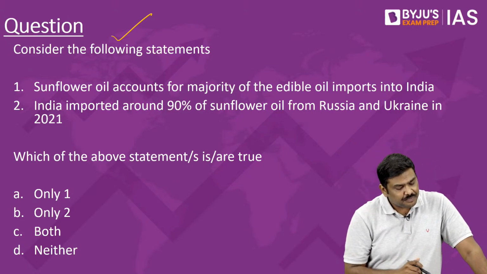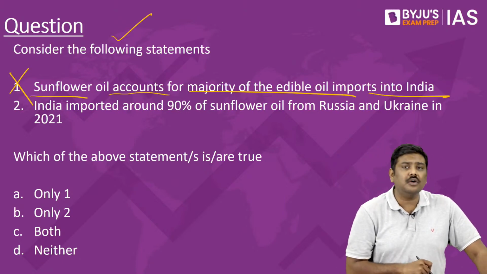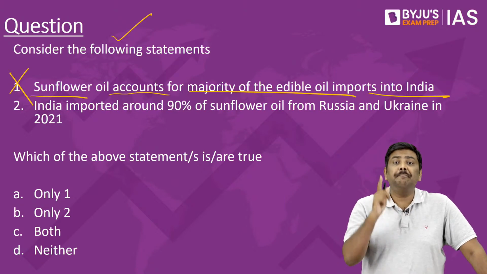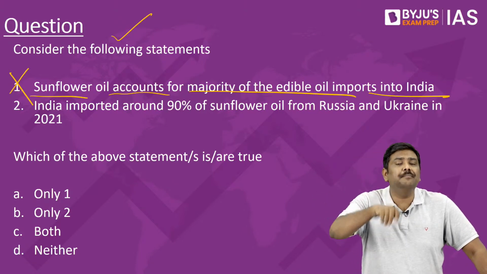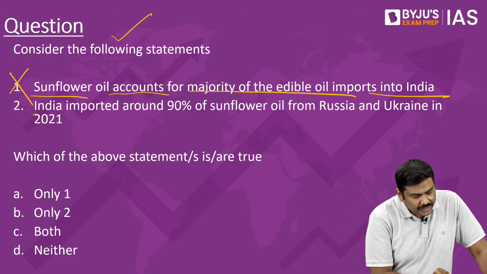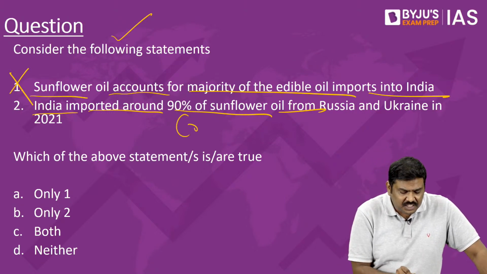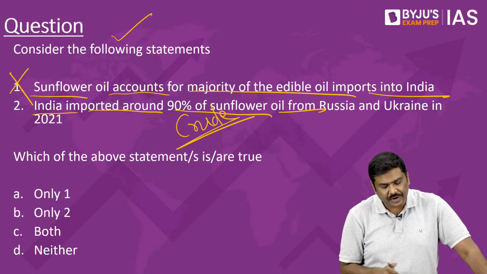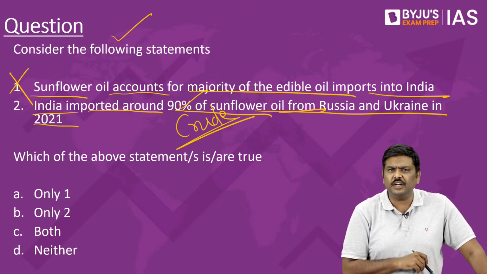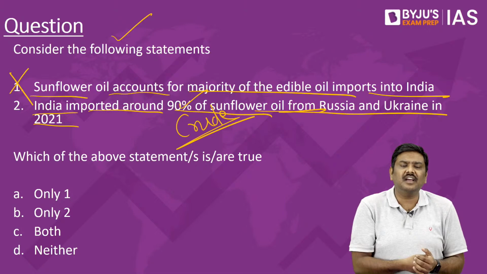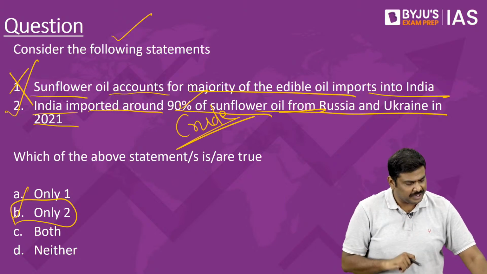Consider the following statements. Sunflower oil accounts for the majority of the edible oil imports into India. Statement is wrong. Which would be the right statement here? Palm oil. Is it okay? Remember this. Palm oil accounts for the majority of edible oil imports into India. Second statement, India imported around 90% of sunflower oil. I'm writing sunflower oil here, but specifically this is crude sunflower oil. Okay, 90% of crude sunflower oil from Russia and Ukraine in 2021. I've taken this statement from the article itself. Statement is true. So the right option for this question will be option B.